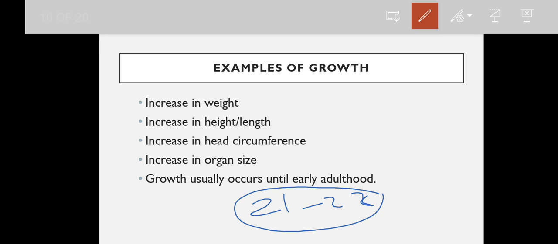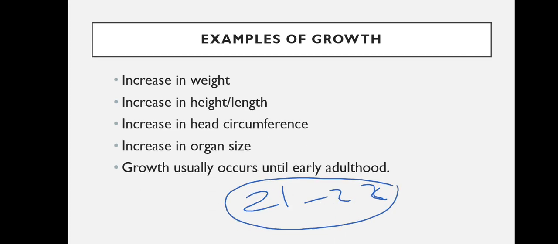So basically growth can occur until maybe early adulthood, in their 21s. Okay, 21, 22, someone would have ceased growing. They can only start the other one, which we haven't discussed. So there is time for growth and there is time for development. They can occur instantaneously, but there is a specified duration and time these things can occur. So these are some of the examples of growth.